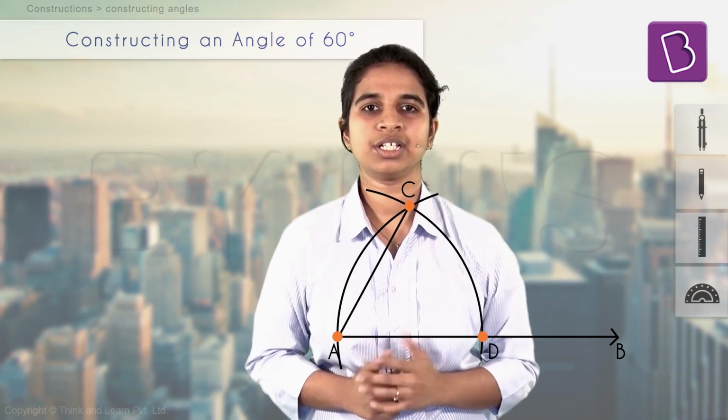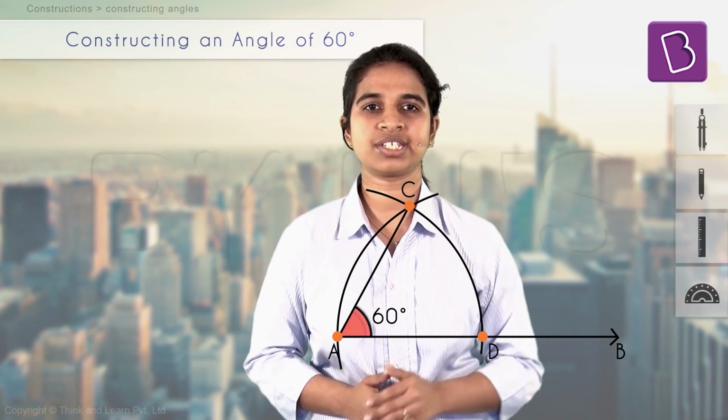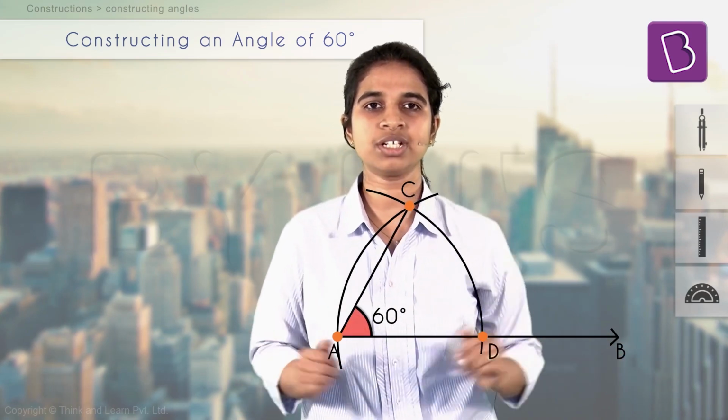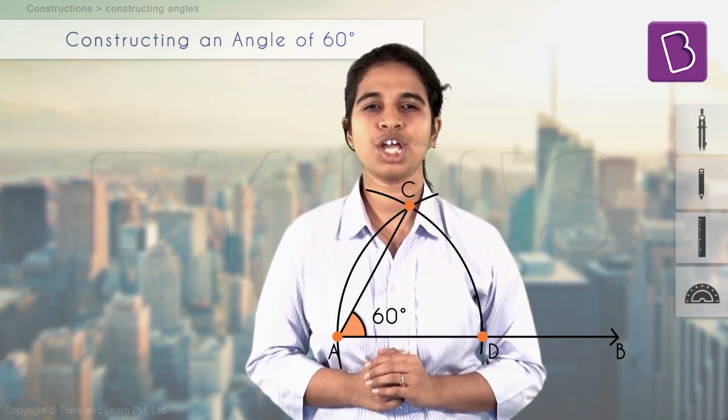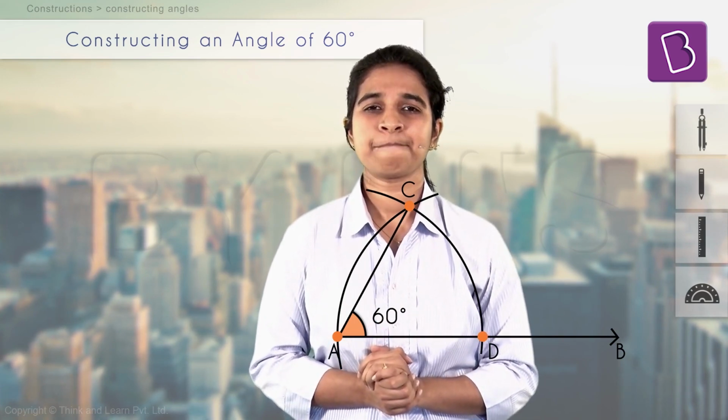Join AC. That is your angle, 60 degrees. Angle CAB is 60 degrees. The angle CAB that you see here is 60 degrees. Why is it 60 degrees? That's the most important question.